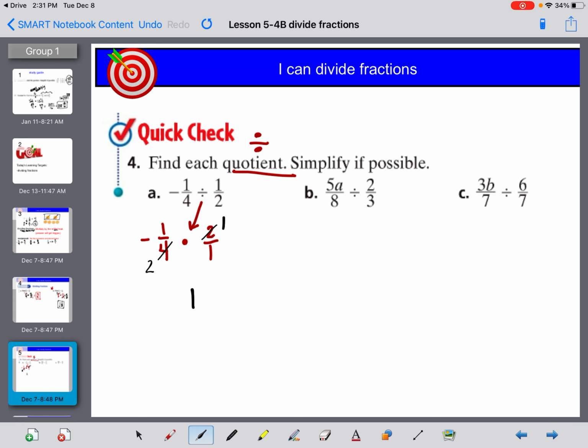Now, 1 times 1 is 1. Negative 1 times 1 is -1. There we go. And 2 times 1 is 2. So -1/2. Letter B.